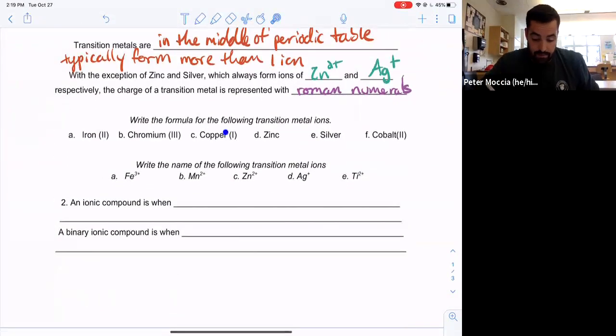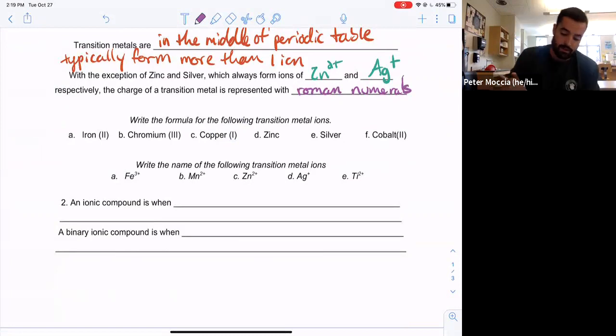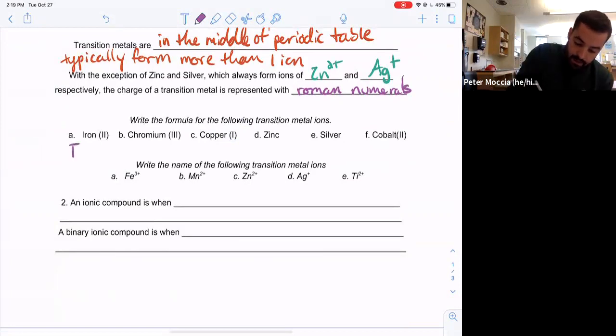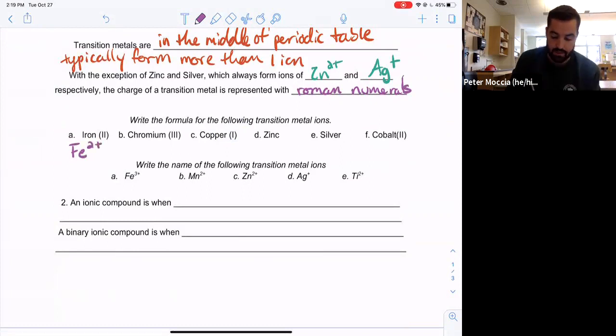So this is something you're going to do. Write the formula for the following transition metal ions. I'll do the first one. Iron 2 is Fe, and then the Roman numeral indicates the charge, 2 plus. And then write the name of the following transition metal ions. I'll do the first one again. Fe3+ would be iron 3.